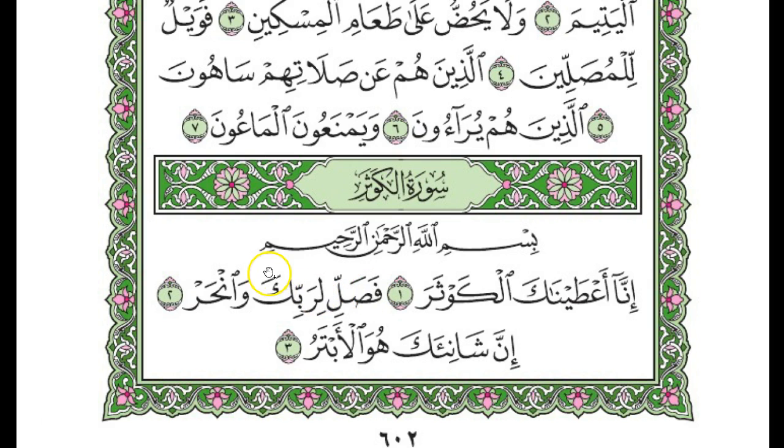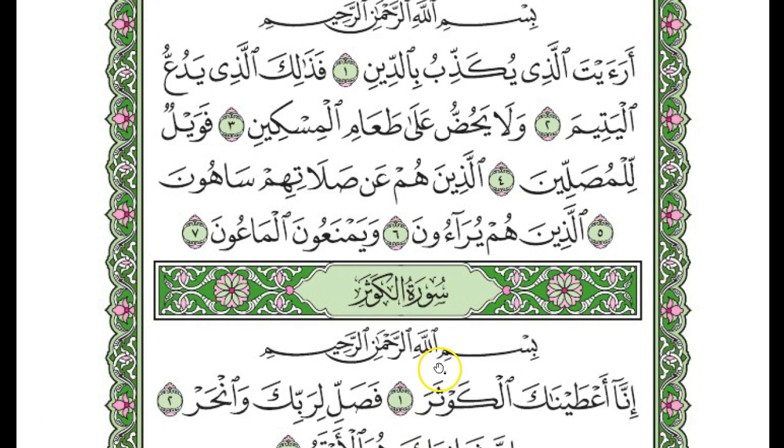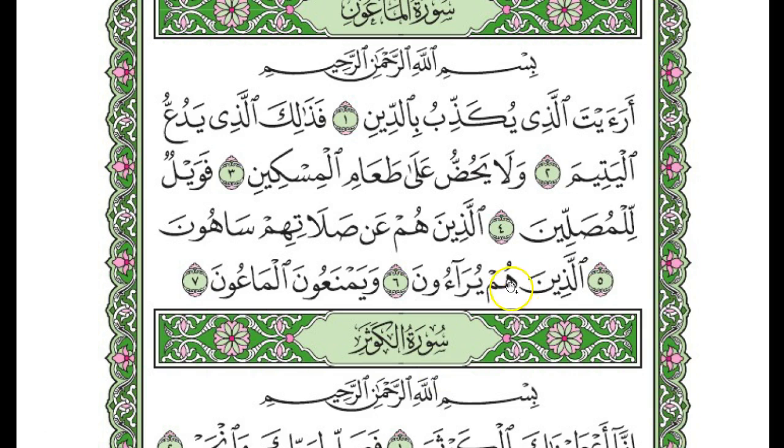Then we have Rabbika. Okay, inna shani'aka, the same thing. Your Lord, inna shani'aka, barely your enemies or the one who hates you. Okay, right. And this here, okay. Ara'aita, you can be. Alladina hum. See, this hum is actually detached. Okay, alladina hum means them, but an salatihim. Okay, this becomes him.